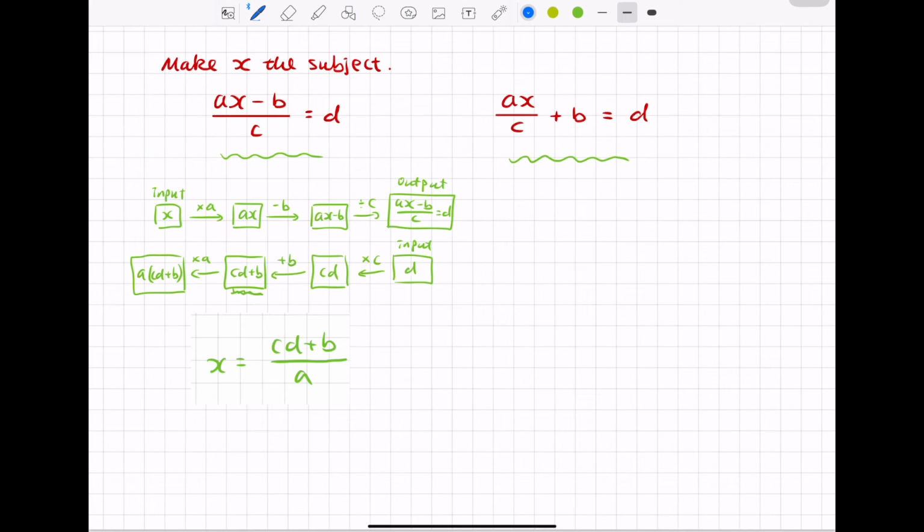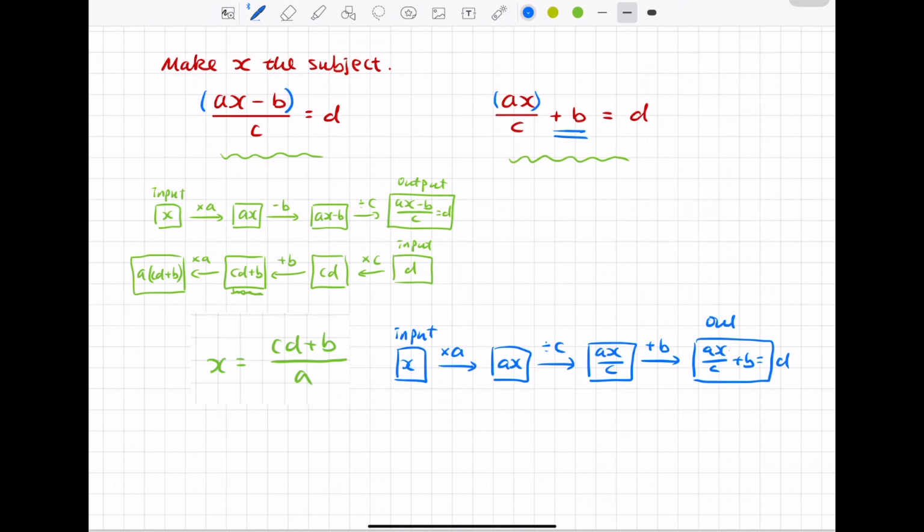Let's now look at the second example. Again, we have our input to be X, and it's first being multiplied by A, and then it's being divided by C rather than add B first. It's because it's only AX over C and B is separate. However, over here it's AX minus B all over C. We will have AX over C and then we will need to add B. This is our output.